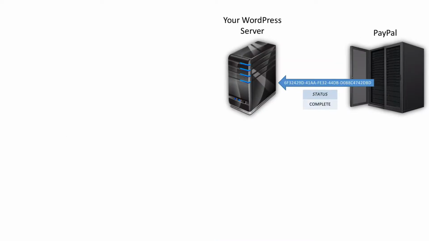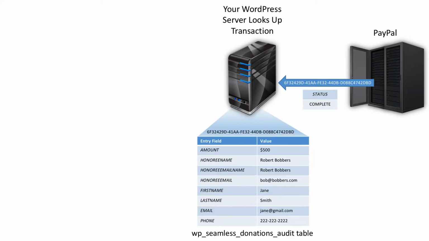PayPal does its stuff and sends that ID back along with a status indicator that says it's complete, which you get on your WordPress server. That's the IPN. That IPN comes into your WordPress server and then triggers a set of actions. One of the things it triggers is a lookup from that same audit table. So as you can see, the IDs still match. We're dealing with the session ID that ends in DBD.